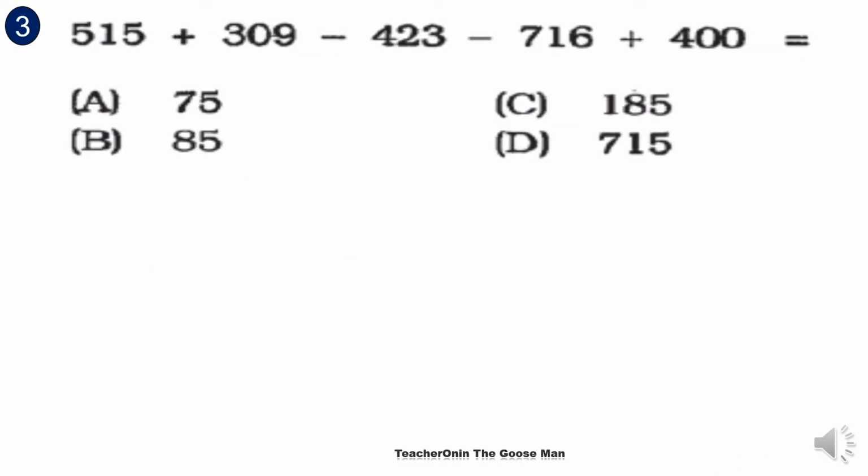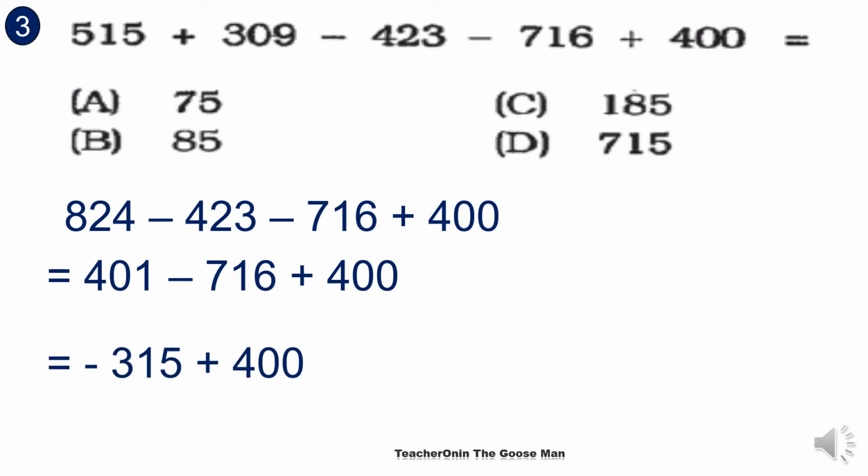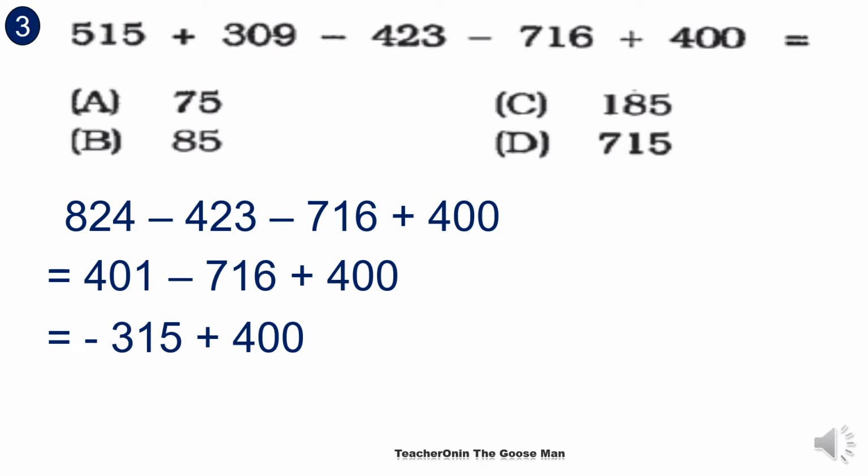Let's have another operation that involves addition and subtraction. Again, we will perform the operations from left to right. So we'll have 515 plus 309 first. So we have 824 minus 423 minus 716 plus 400. Then we subtract again. So we have 401 minus 716 plus 400. Then 401 minus 716 will give us negative 315 plus 400. So the final answer is equal to 85 based on our choices. So the correct answer is letter B.